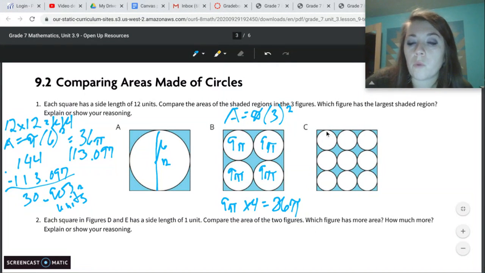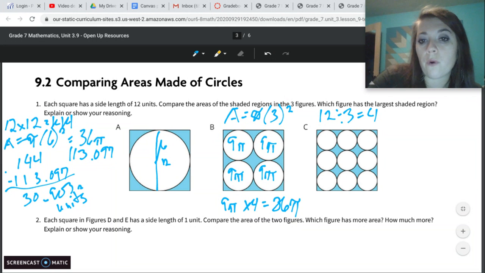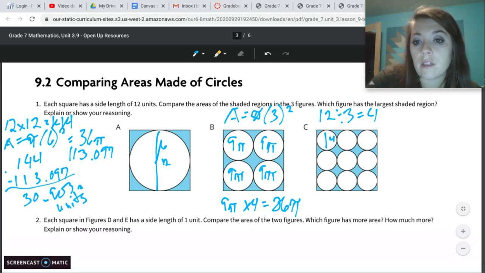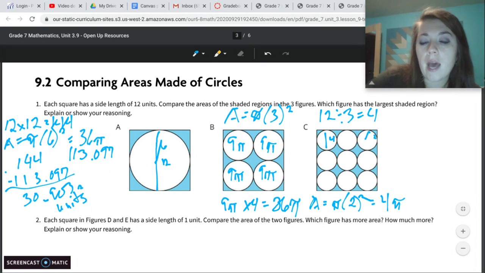Here, once again, 144 is the whole area of the square. We have 3 circles going across. So we know all the way across is 12, but now we need to divide that by 3. So 12 divided by 3 is going to give us 4. So 4 is the diameter of 1 circle. So that means 2 is the radius. So area equals pi 2 squared, which equals 4 pi.